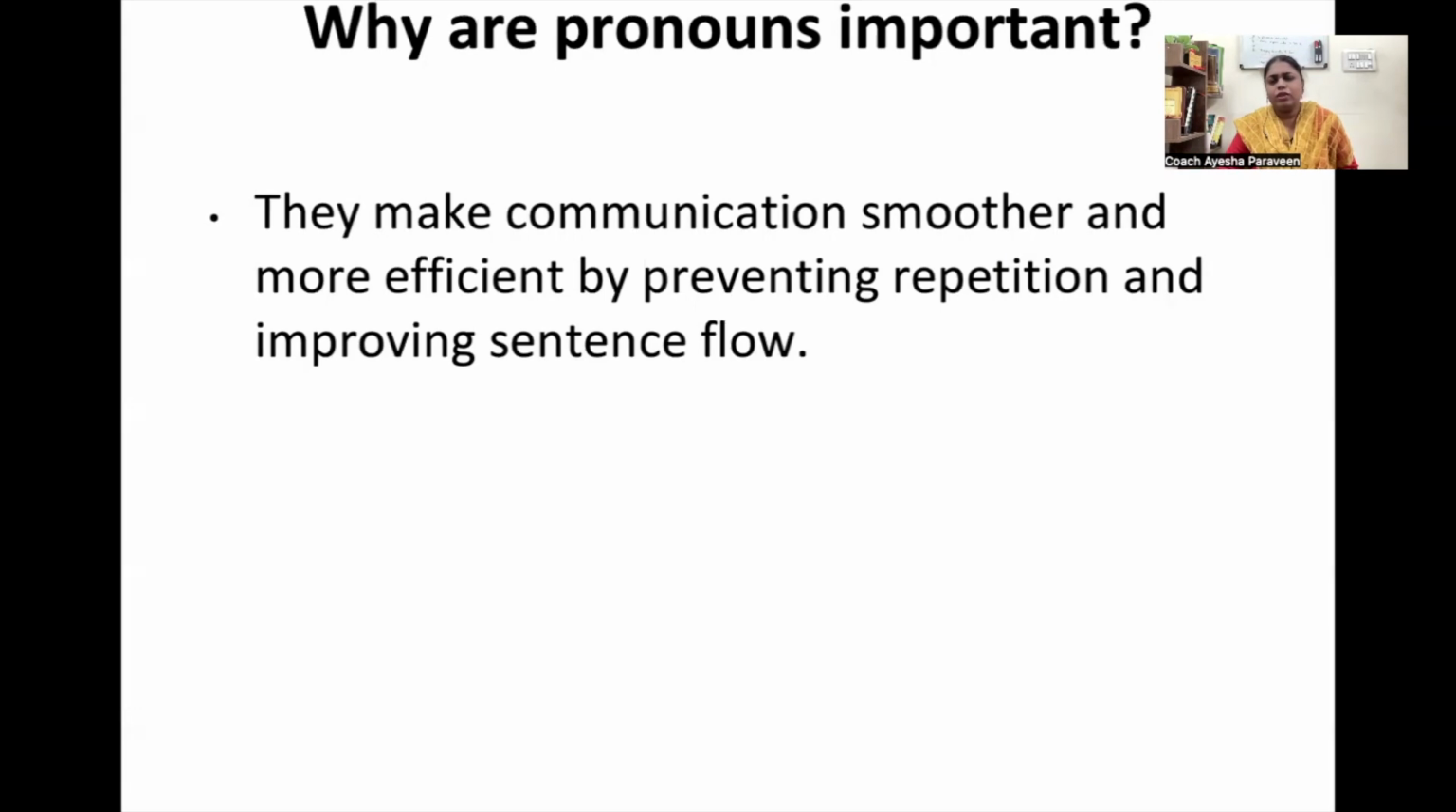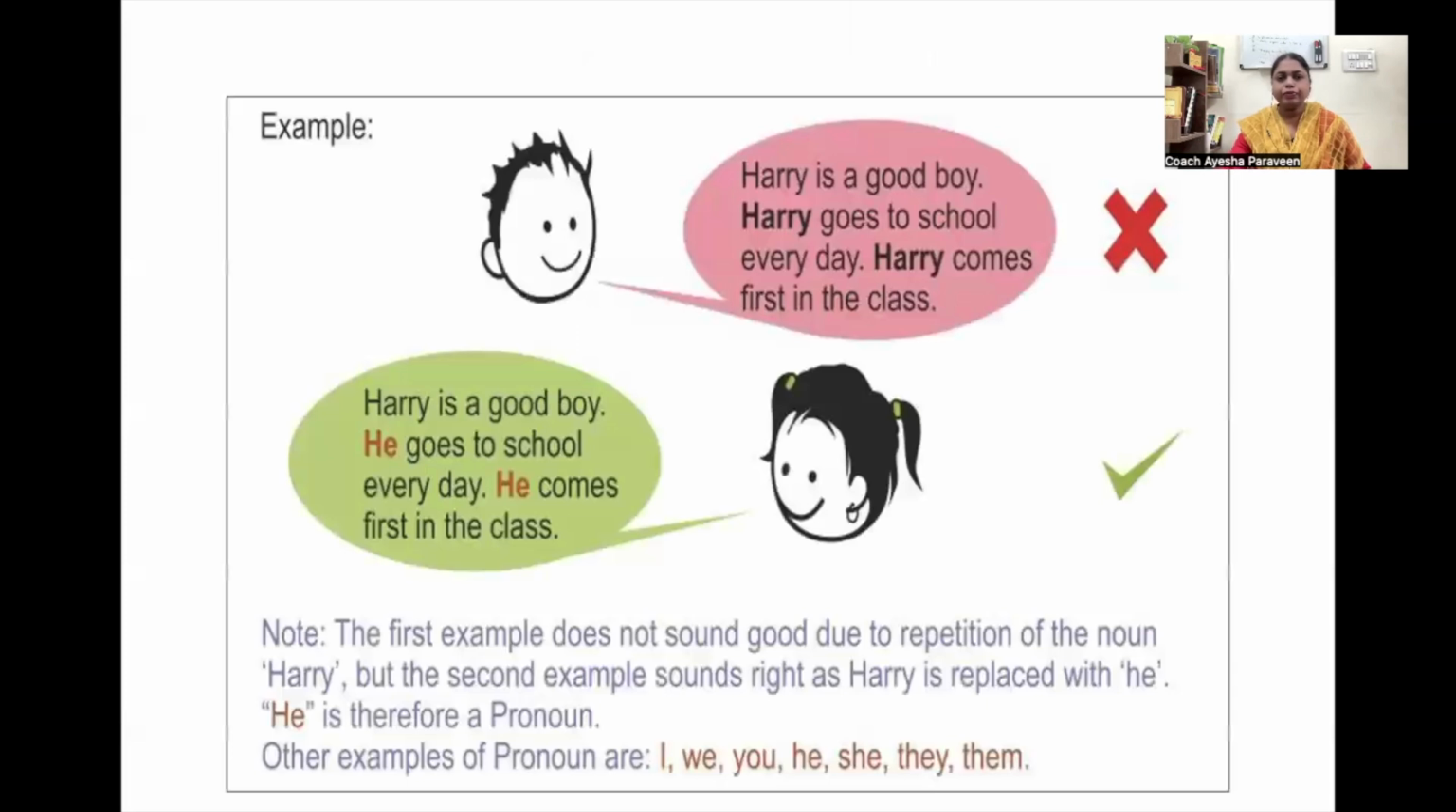So why are pronouns important? We are going to learn. Pronouns are important because they make the communication smoother and more efficient by preventing repetition and improving sentence flow. So we will see how pronouns help with an example. In this example, we are talking about Harry. Harry is a good boy. Harry goes to school every day. Harry comes first in the class.